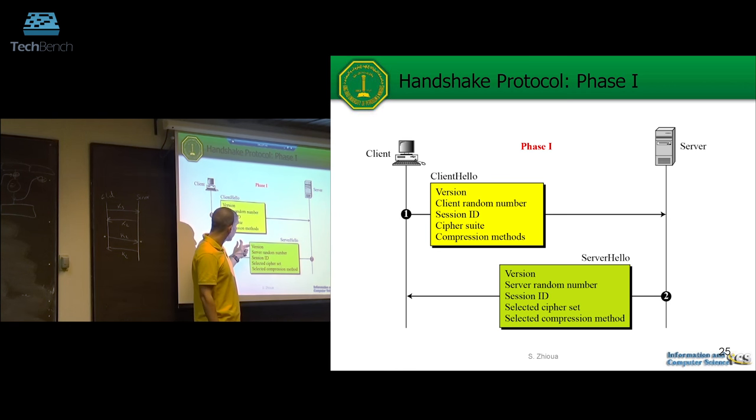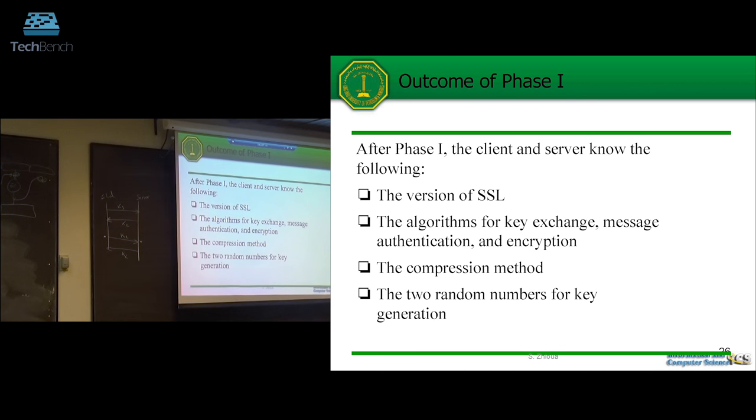Version. So the server hello will send back a version, the server random number, then the session ID, and the selected cipher suite, only one. So the server will pick, and it will pick just one. And also, if compression has to be used, the selected compression method. So after this phase one, the client and the server know both random numbers, the cipher suite to be used, and the compression method to be used. So the client and server know the following: the version of SSL, the algorithms of key exchange, message authentication, and encryption (the cipher suite), the compression method, and the two random numbers for key generation.